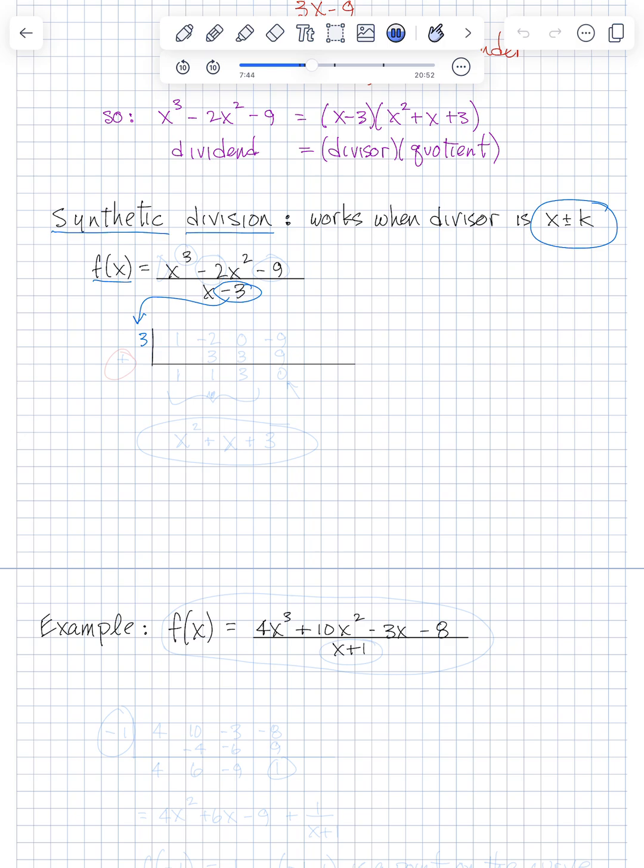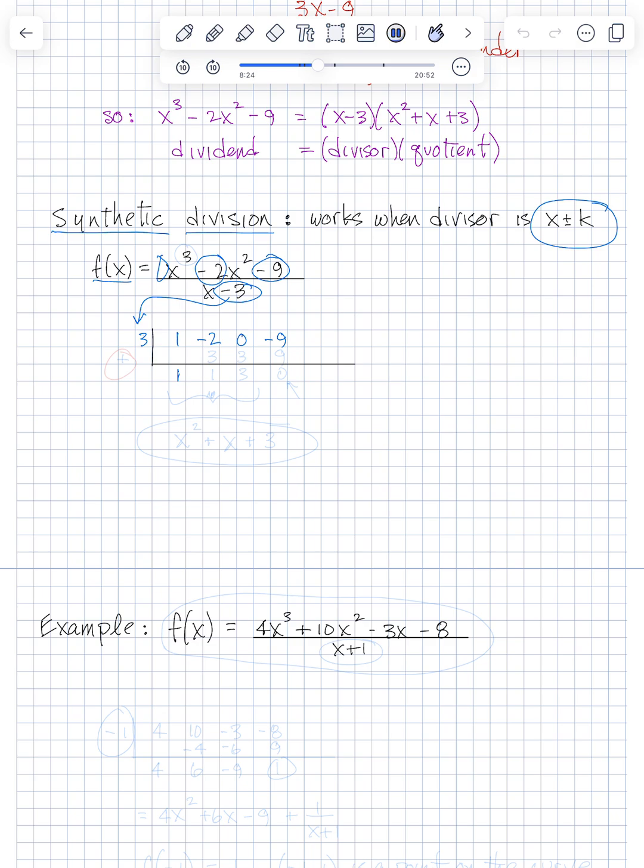So the next thing we do, we look at all the coefficients of these values, and also don't forget to leave a placeholder. So the coefficient of x cubed is 1. Coefficient of x squared is a negative 2. We don't have an x term, so we're going to put in a 0. And then the coefficient negative 9. First thing we do is we bring the first value down. So the 1, we'll just bring it down like that.